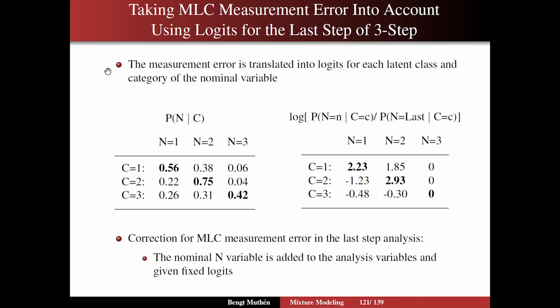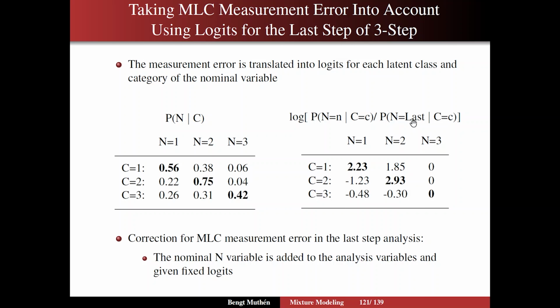So the measurement error is translated into logits for each latent class and category of the nominal variable n. And we do that because the influence of C on n in our model is expressed by logits. So we want to translate these probabilities into logits. Logit for n given C divided by n last class given C. So we looked at a certain category for n, compared to the last category for n.